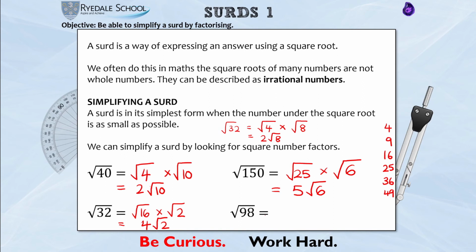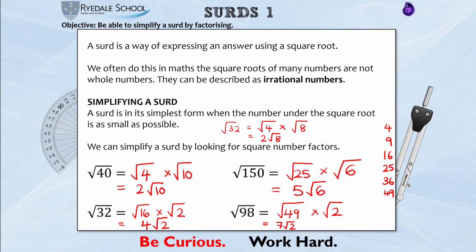So, square root of 98, that is the square root of 49 times the square root of 2. Because 49 times 2 is 98. So remember, looking for two numbers that multiply to make that, but one of them needs to be one of these square numbers. So that is 7 root 2.